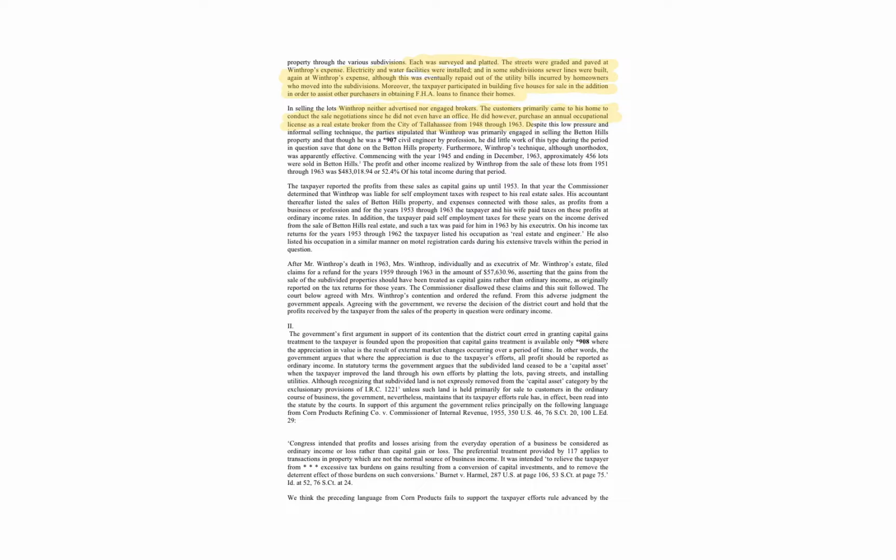All right. So they talk more about the property. They talk about the sale of lots, the profit and other income realized by Winthrop during this time. The taxpayer reported profits from these sales up until 1953, reported them as capital gains, and that's what created the issue where the IRS came in and said, no, we don't think they're capital, we think they're ordinary. And it goes through some more details, but the main part of the facts has really been fleshed out.